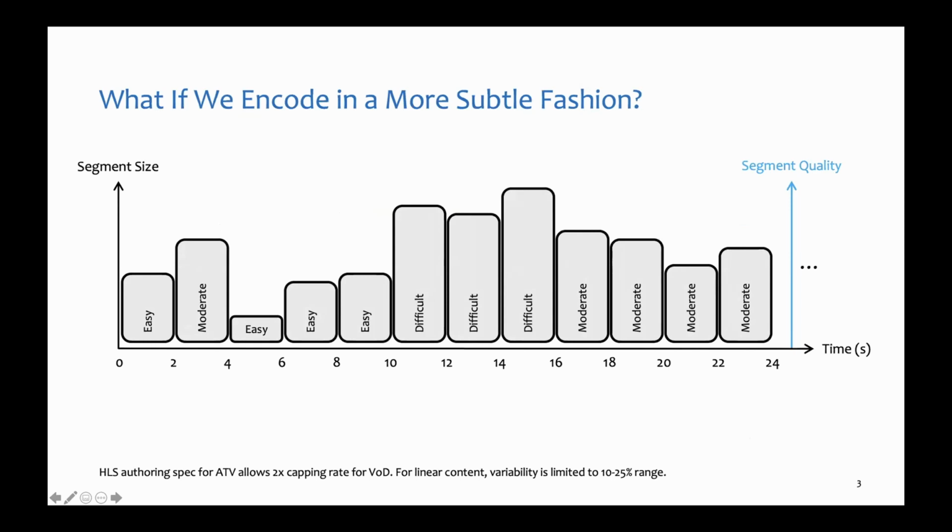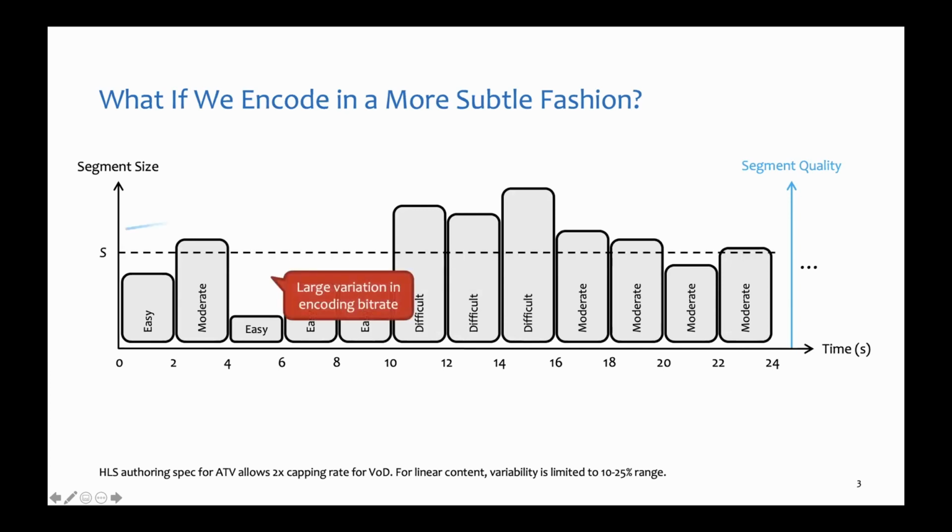We are just going to use our budget more wisely across the segments, so that the overall segment quality will be more or less constant. And then hopefully the overall average segment quality will be higher than the previous case. So, this is a given.